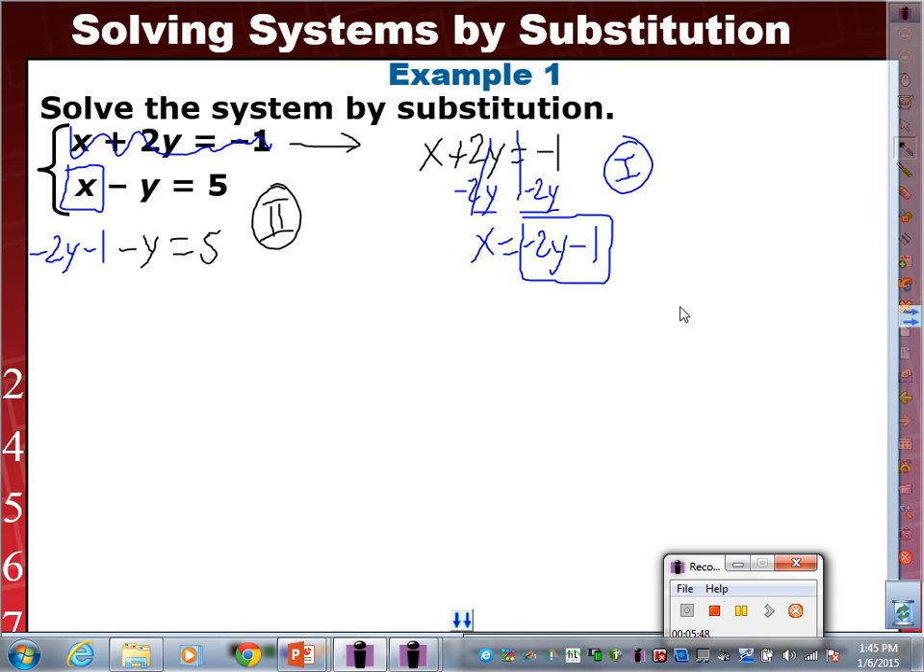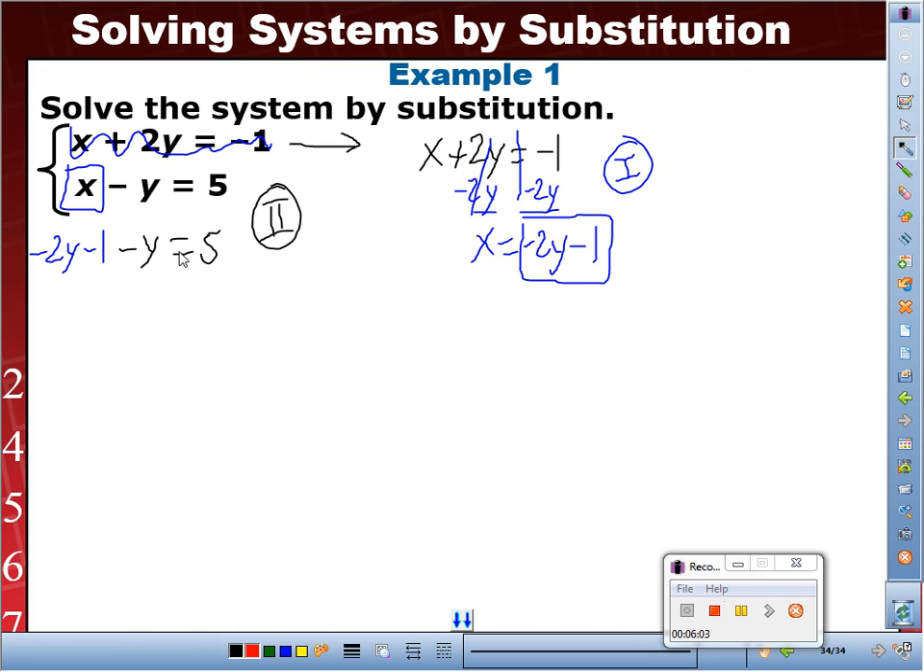Step 3. So let me go through the process again. Did we solve one of the equations for one variable? Yes. Did we substitute that equation into the second? Yes. Step 3, solve for the remaining variable. Look at this. Which is the remaining variable? Y. So therefore, I'm going to draw my line down here. I'm going to solve for y. What can I do here? Let's do this one together. Everyone.